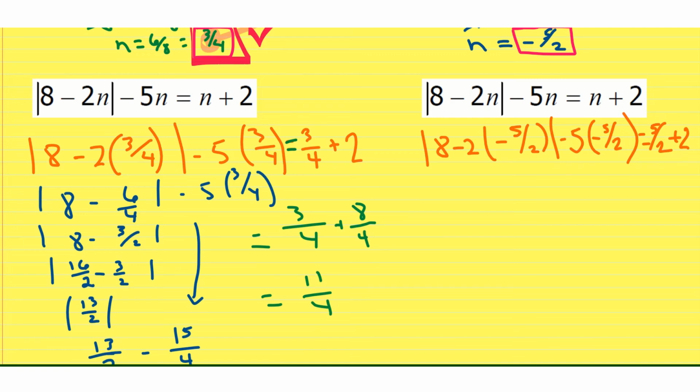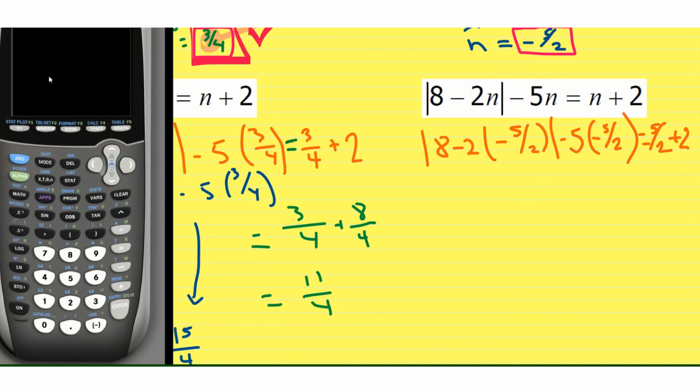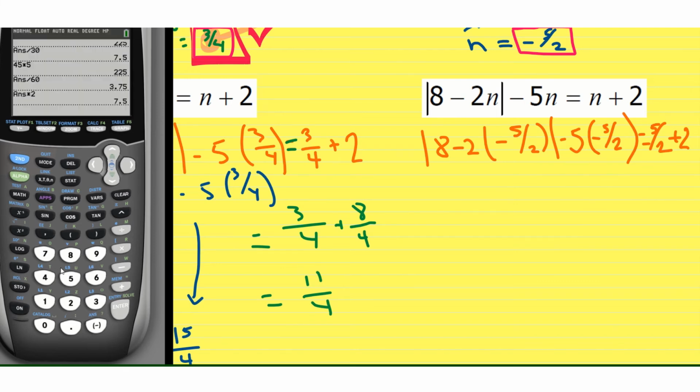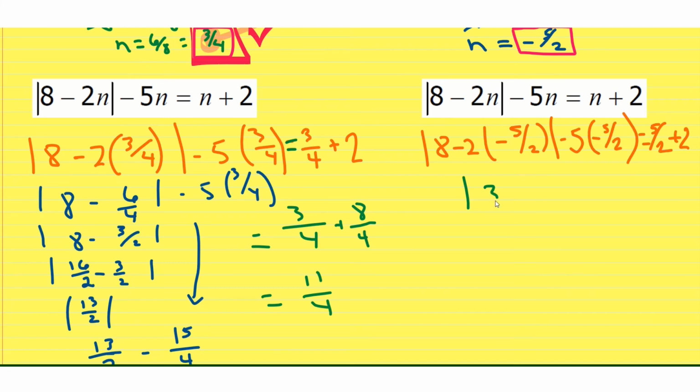Why don't we go ahead and use our graphing calculator? That might be helpful. Okay, so graphing calculator, turn that baby on. Okay, so I've got 8 minus 2 times 5 halves. Let's go ahead and use our fraction function here. 5 halves. And what is that equal to? So they say it's equal to 3. So absolute value of 3 is going to be equal to 3.